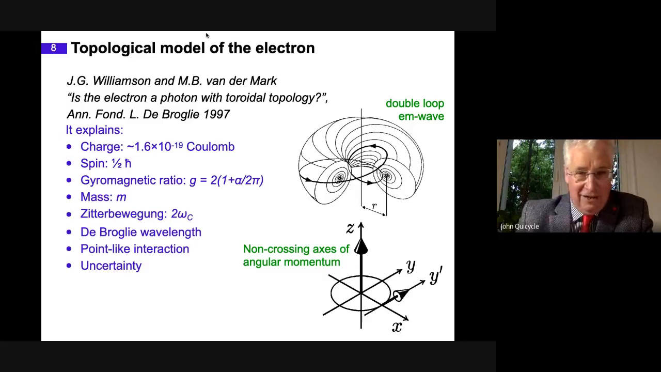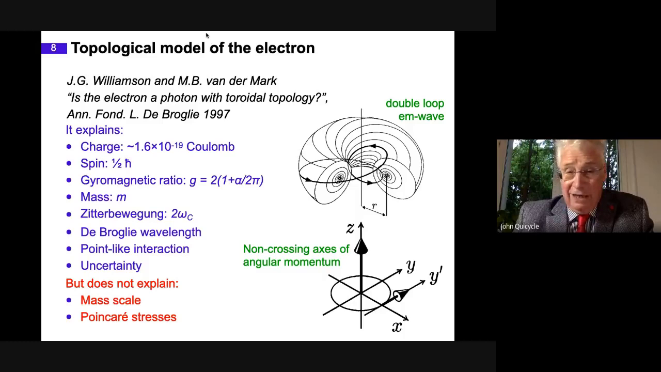But what it didn't explain, and you wouldn't expect it to explain everything, of course, is the mass scale, and it didn't get what was making it go round and round in circles. It didn't get whatever's binding the electron itself. That's been the more recent theory. That's where we started.